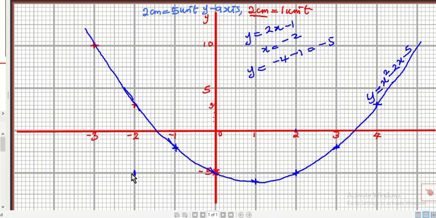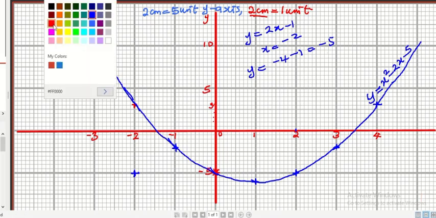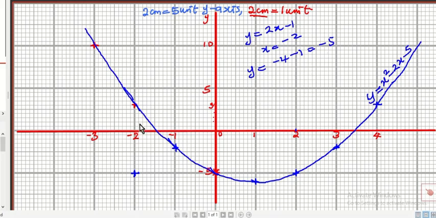So let me first plot when x is minus 2, y is minus 5. Let me use something different. Okay, let's do for when x is 0, what will be my y? y is going to be minus 1. So when x is 0, y is minus 1. Minus 1 is just the second smallest line. That is the point.